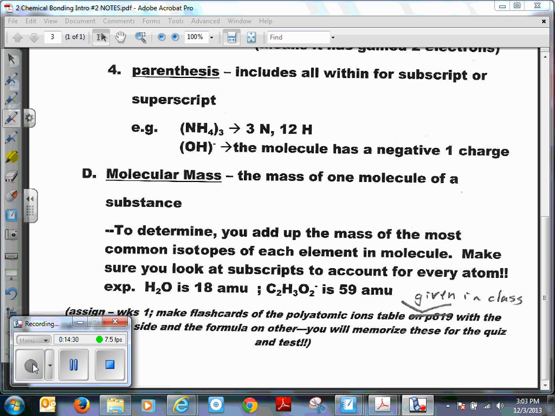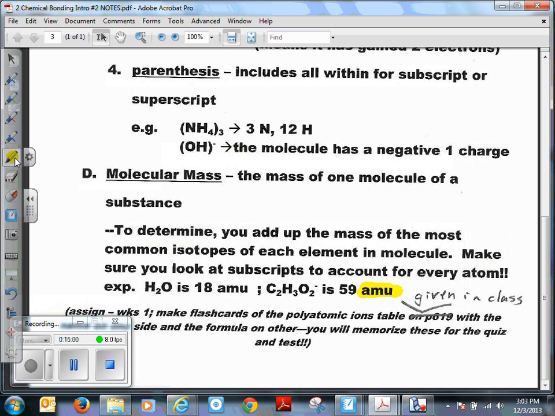Okay, so molecular mass is the last thing that we're going to talk about today. That would be the mass of the molecule. Remember that we said these things are so small, they came up with a new unit to mass these. What was that unit called? Not grams or kilograms, but what? AMU, or atomic mass units. Very good.